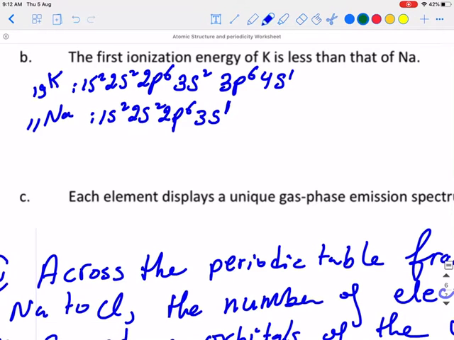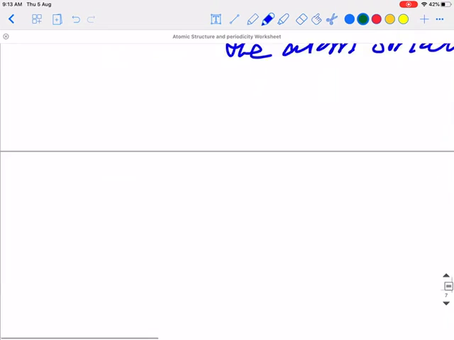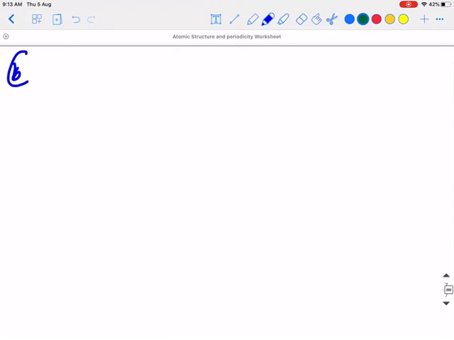As you see, both Na and potassium have an s1 valence shell. But in potassium, the principal quantum number is higher than that in sodium, which makes this electron farther away from the nucleus. And if it is farther away from the nucleus, it doesn't require a lot of energy. That accounts for why the first ionization energy is less than that of sodium. Let us write the answer for part B.